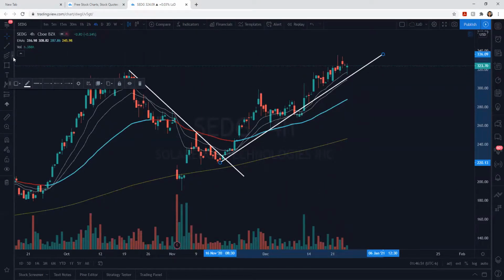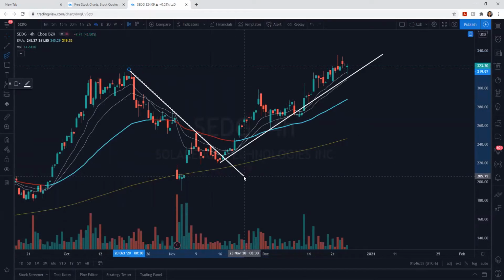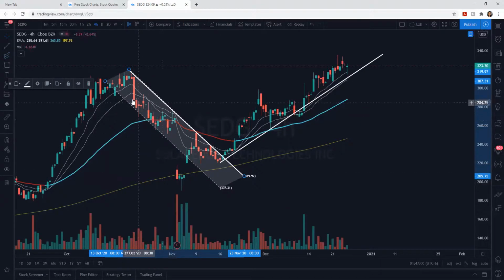But also, what's interesting about it is it also acts as a channel. And as you can see over here, it's a channel that just bounces around. So this acts as a resistance up here, support, support, support, resistance. So you can see that it'll bounce around that level.